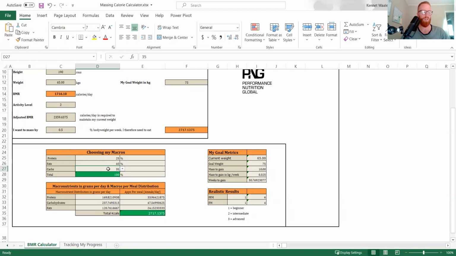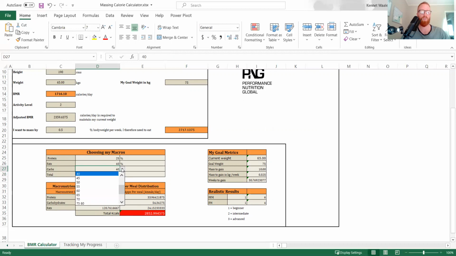Now, what you do have to consider is that the majority of people are probably over consuming carbohydrates already of the processed kind. So it wouldn't hurt, not necessarily having, slightly lower carbs compared to fats. So if I now choose 40% of carbs, you'll see that the total is more than 100%. So this number here goes in red.